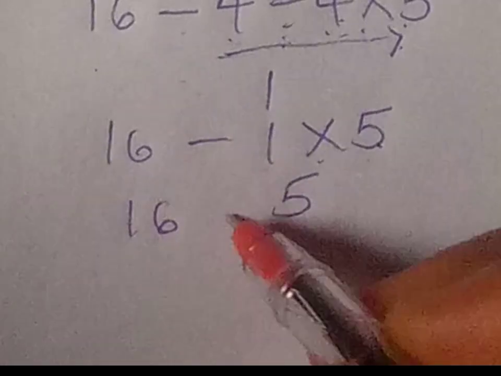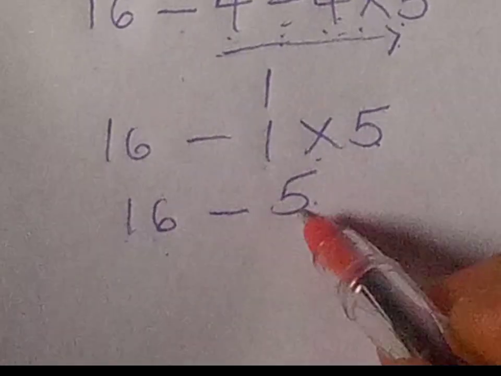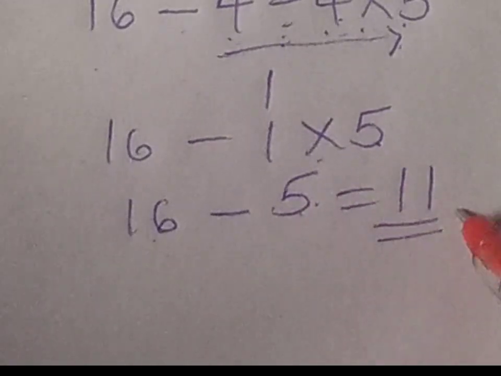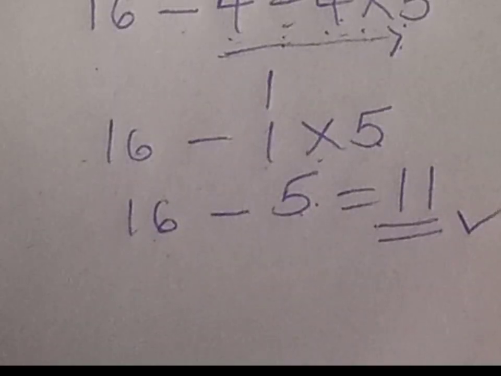Now we have 16 minus 5. So 16 minus 5 gives us 11. This is our final and correct answer.